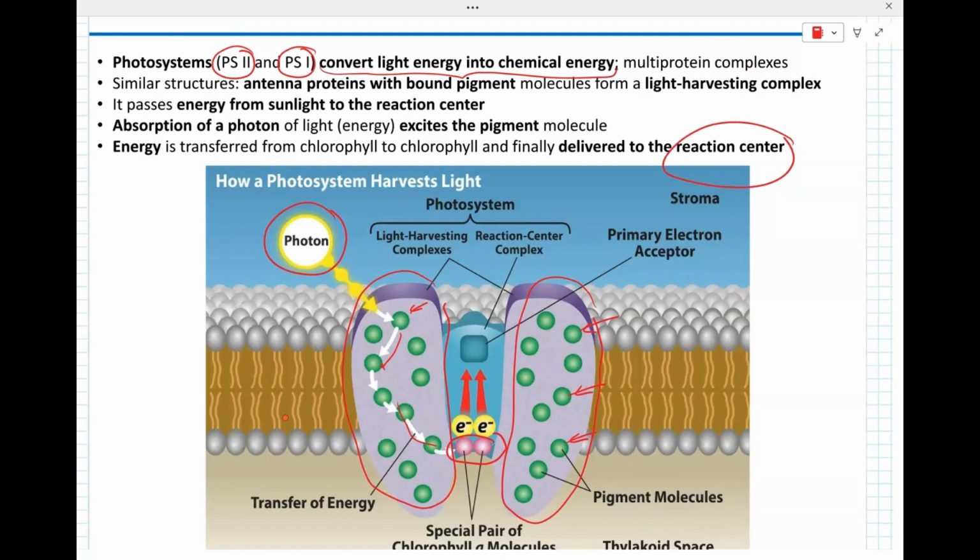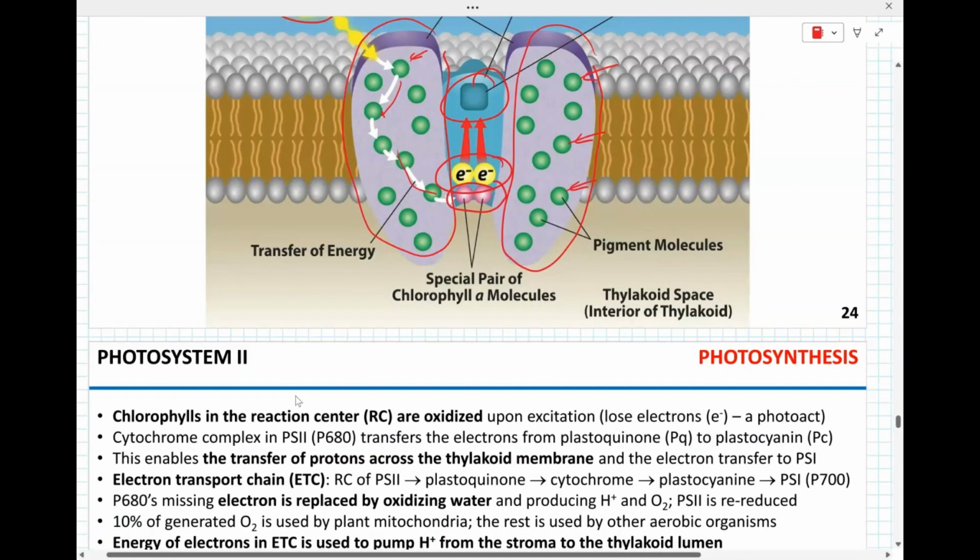The role of that energy that is delivered to the reaction center of photosystem 2 or photosystem 1 is to energize an electron pair from the reaction center to deliver it to the primary electron acceptor in the corresponding photosystem.